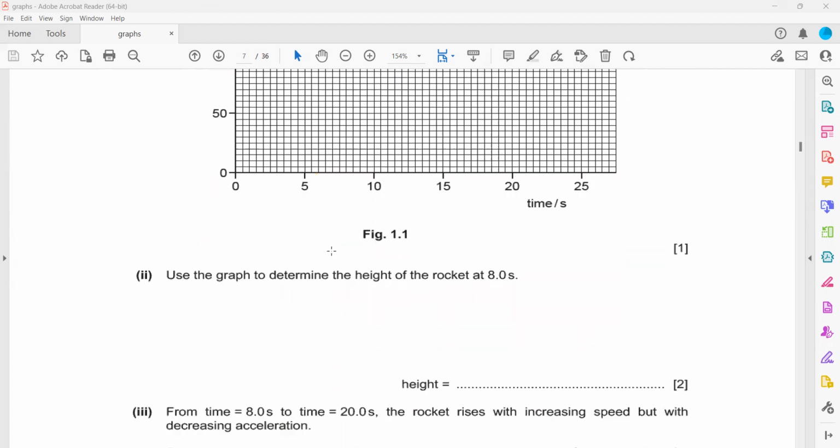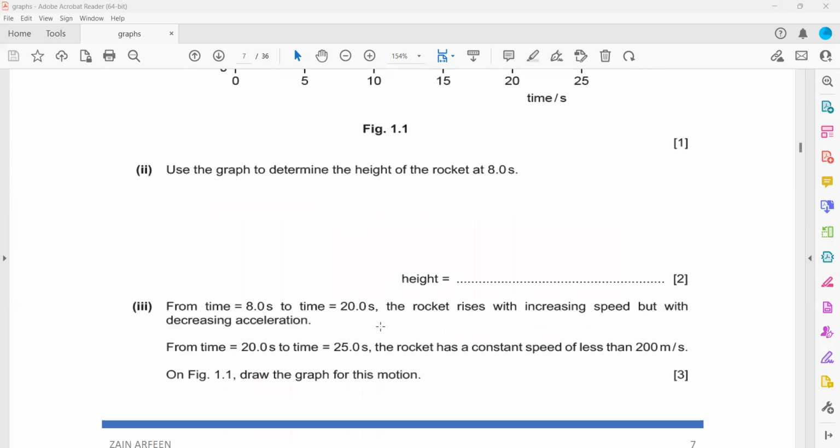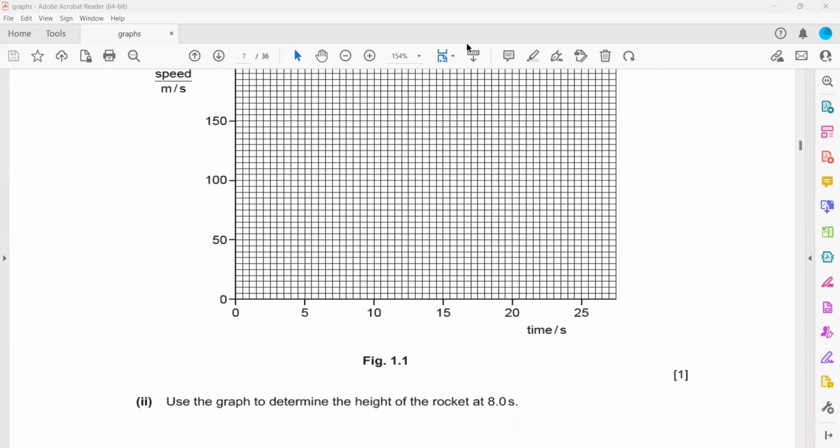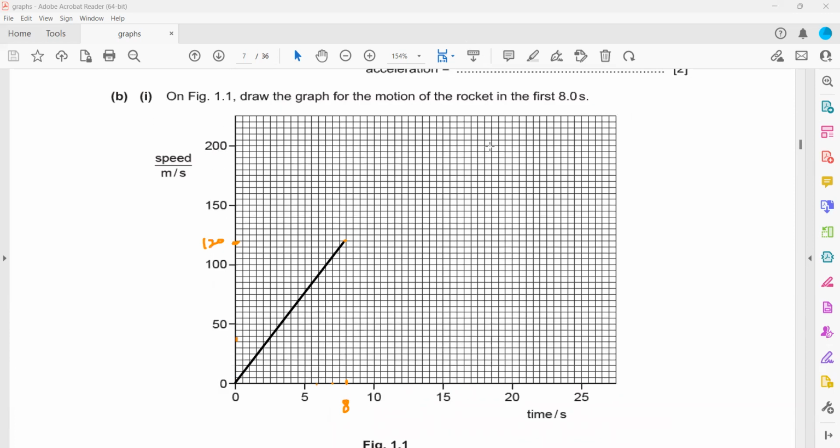Then use the graph to determine the height in 8 seconds. So how do we work out the height in 8 seconds? Basically, the height is the distance traveled by the rocket. How much distance is traveled by the rocket is the height gained by the rocket. The distance the rocket travels vertically will be equal to the height after 8 seconds.